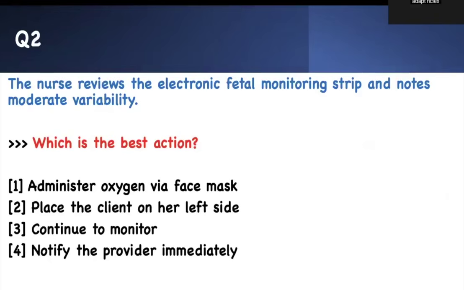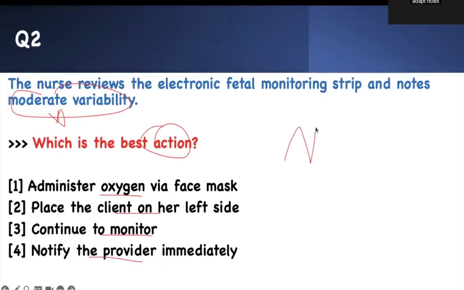And then the nurse reviews the client's fetal monitoring strips and notes moderate variability. What do you know about moderate variability? That is the buzzword. Don't answer the question until you figure out what moderate variability is. Every question, try to come up with your own answer. What action should the nurse take? What's the best action? If you understand it, do you think we need to give the patient oxygen? Place the client on the left side? Monitor the client? Notify the healthcare provider?